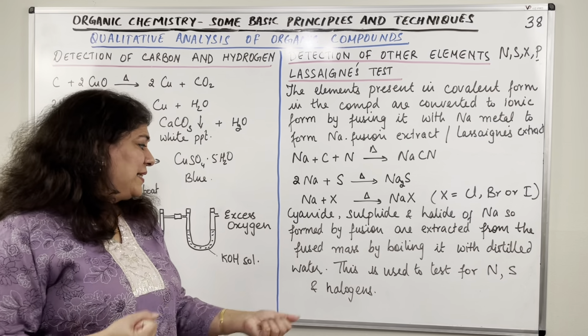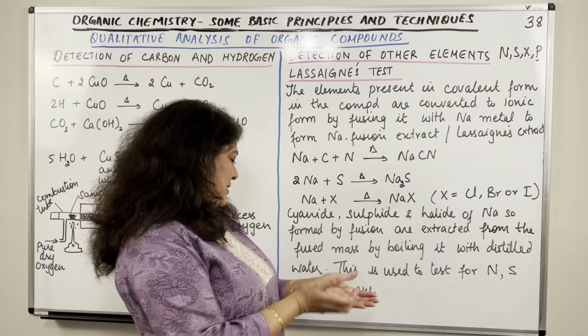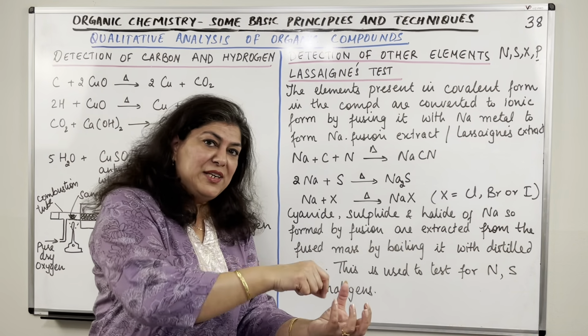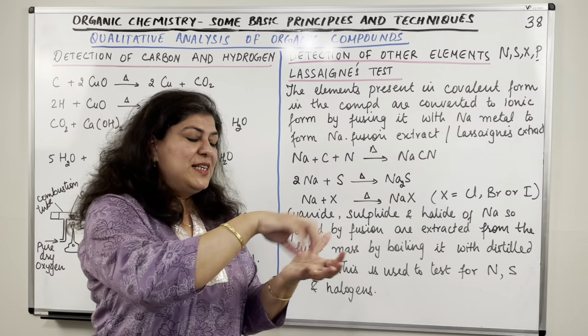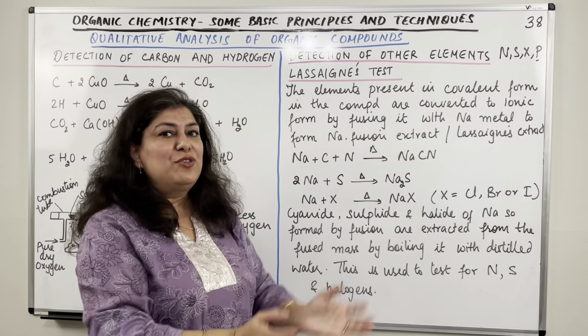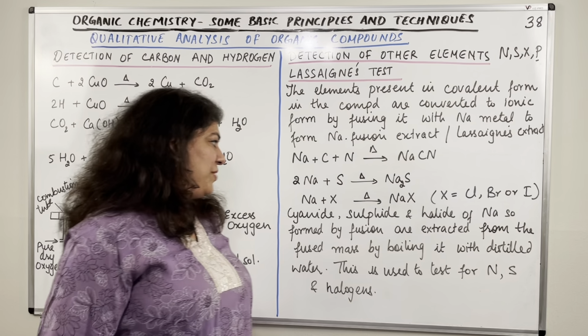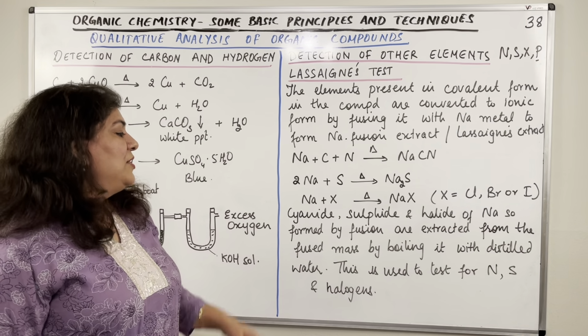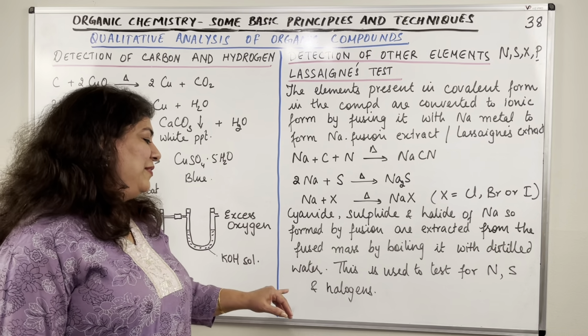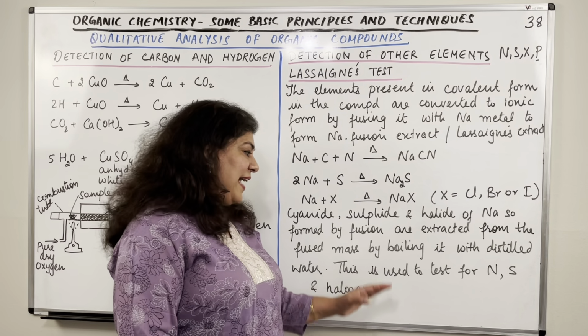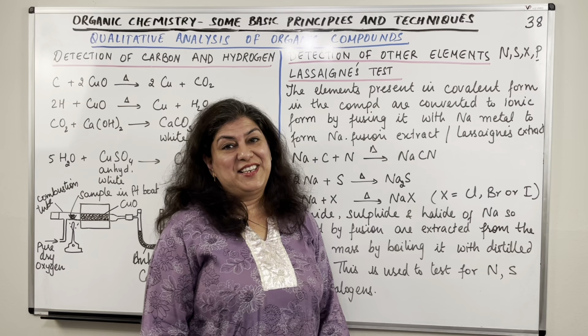So you will extract it from the fused mass by boiling it with distilled water. This cold water that you plunged it into, where the fusion tube burst and the compound got dissolved, you will filter it out, you will boil it, and now what you get is your sodium extract. And this is used to test for nitrogen, sulfur, and halogens. And that is what we are going to be doing in the next video.